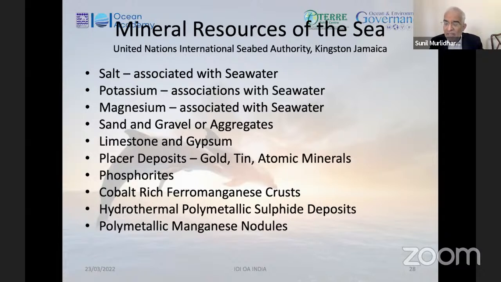They are predominantly consisting of manganese and iron, same as the ferromanganese crusts, but they have copper, nickel, and cobalt. Copper, nickel, and cobalt in proportions that are way more than you get in ores on land. If you go to nickel or copper mines on land, then the percentage you get of copper, nickel, and cobalt in the ore is much less as compared to what you have in the nodules.